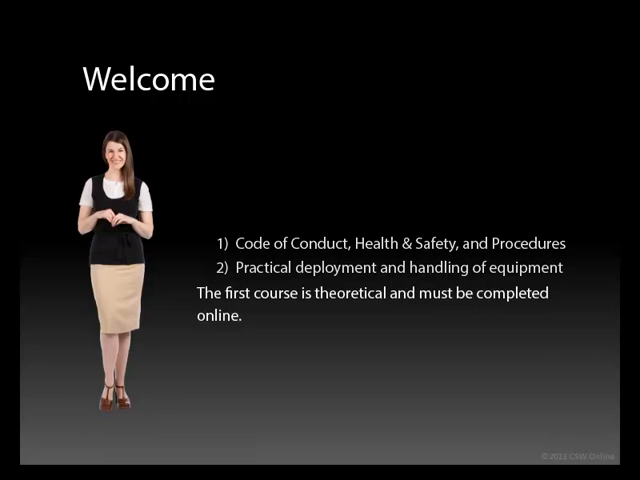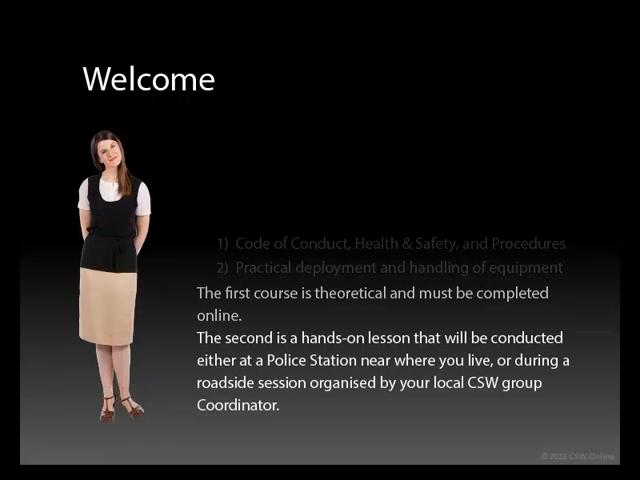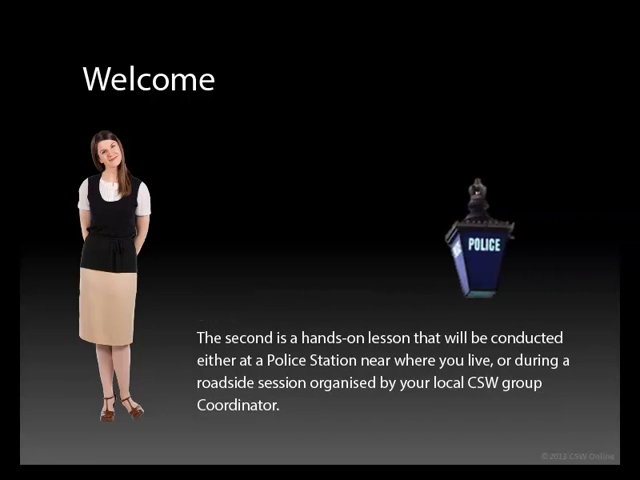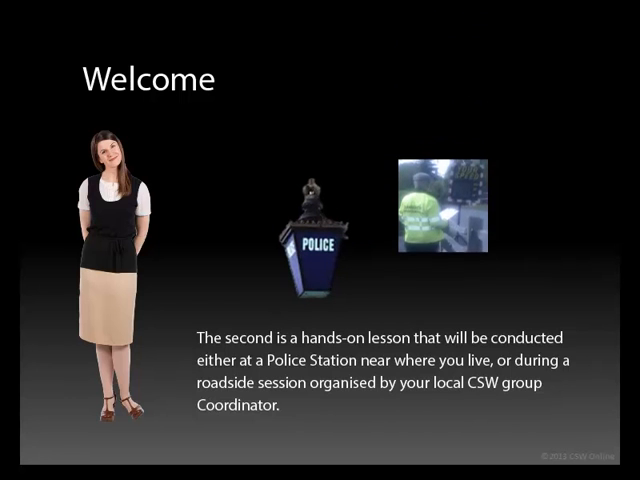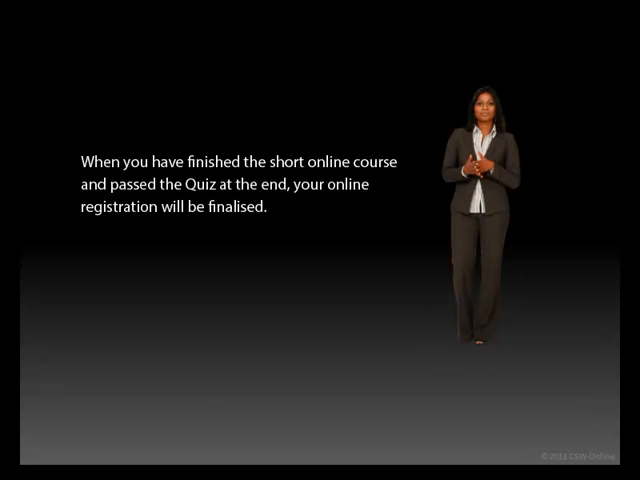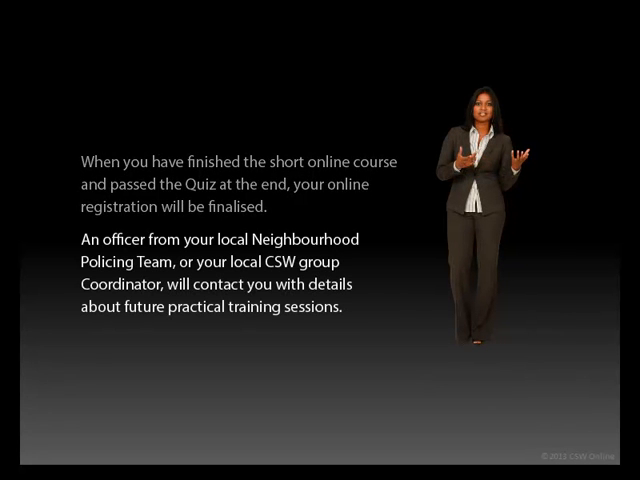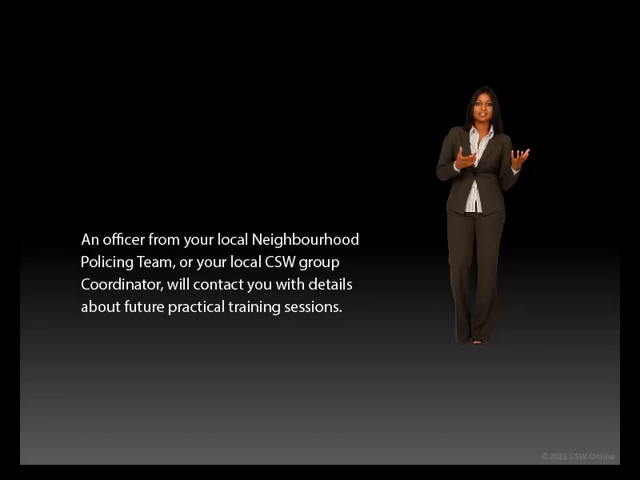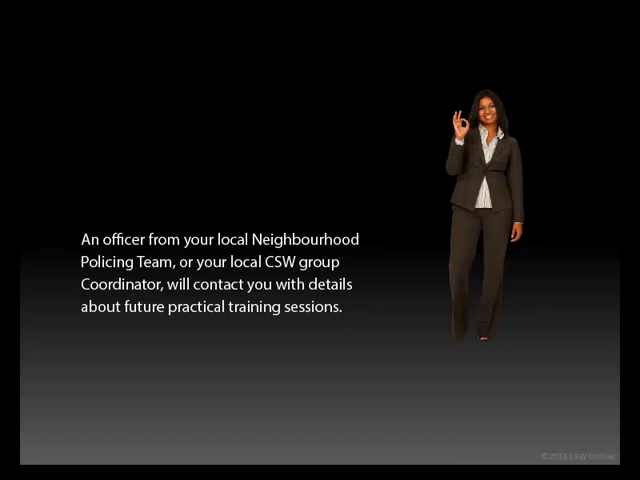The first course is theoretical, and must be completed online. The second is a hands-on lesson, that will be conducted either at a police station near where you live, or during a roadside session, organized by your local CSW group coordinator. When you have finished the short online course, and passed the quiz at the end, your online registration will be finalized. An officer from your local neighborhood policing team, or your local CSW group coordinator, will contact you with details about future practical training sessions.